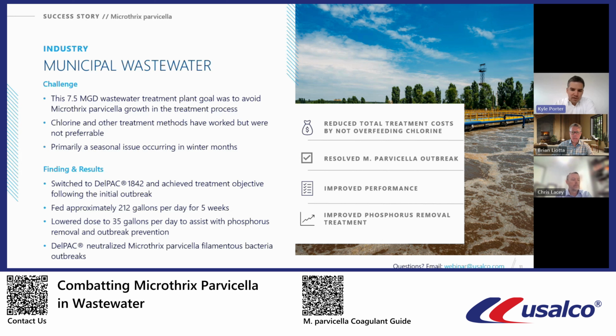In an effort to avoid those Microthrix flares, we trialed some Delpac 1842 with them. Of course, we dialed it in to hit their different treatment goals for phosphorus, BOD, et cetera, but we also did it in a way to help them prevent Microthrix. The plant started out feeding about 212 gallons per day for 5 weeks, the introduction build-up start dose. After that, they lowered it to about 35 gallons per day ongoing. That's the level they needed based on jar testing to hit their phosphorus performance and settling, and they've not had any issues since. So it's a success story until it's not, but for now we can still count it. It's been quite a while, a few years.